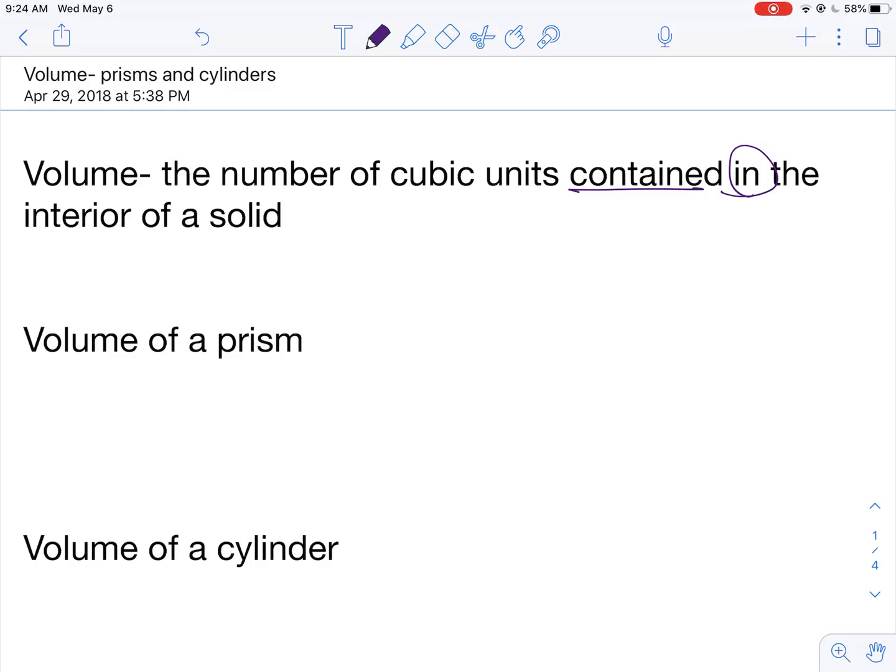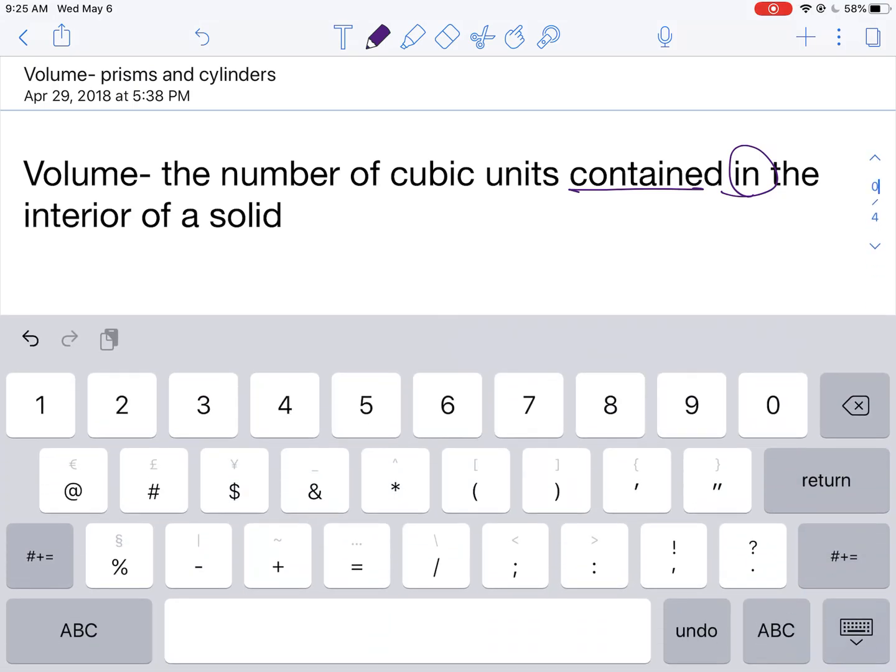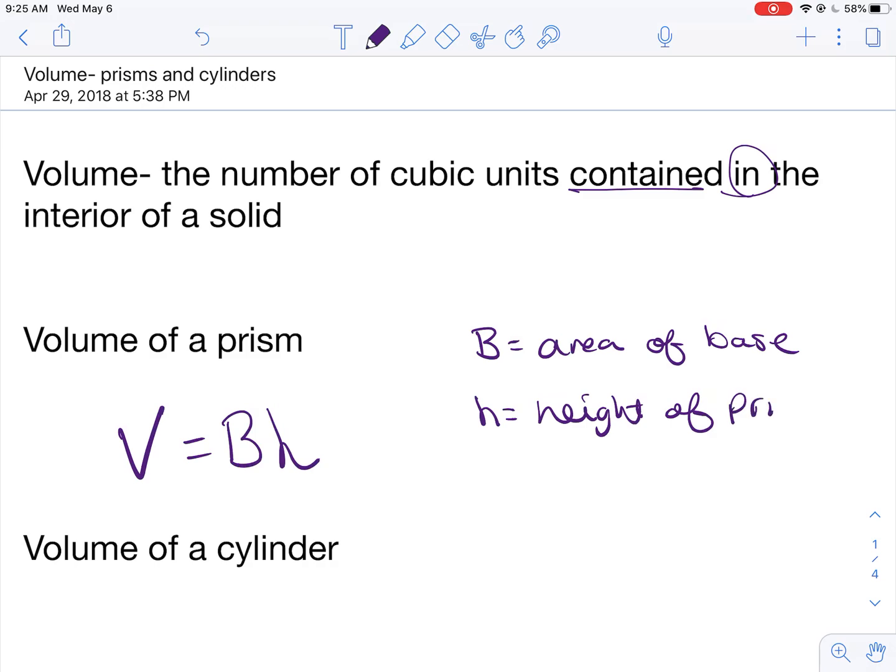So, volume of a prism, super easy. Volume is equal to big B times H. And luckily, big B has the same meaning here as it does for surface area and lateral area. So area of the base. And so does H. This is the height of the prism, or the length between the two bases. Okay, that length can be horizontal or it can be vertical, but it's the length between the two bases.